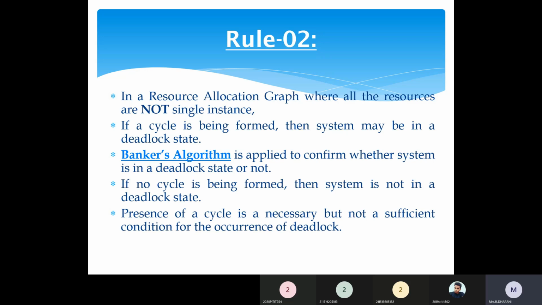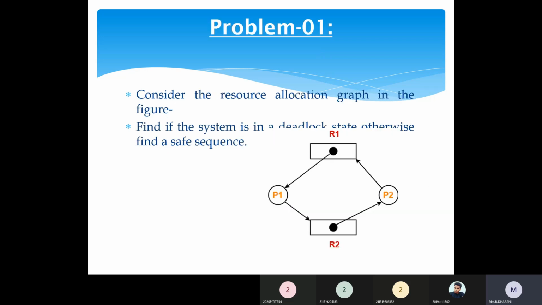It is not that cycle formation will make a deadlock situation, because every resource may have more than one instance. So cycle formation never ensures that a deadlock occurs. Okay, let's see a problem based upon the resource allocation graph. Consider the resource allocation graph in the given figure. Find if the system is in a deadlock state, otherwise find a safe sequence.